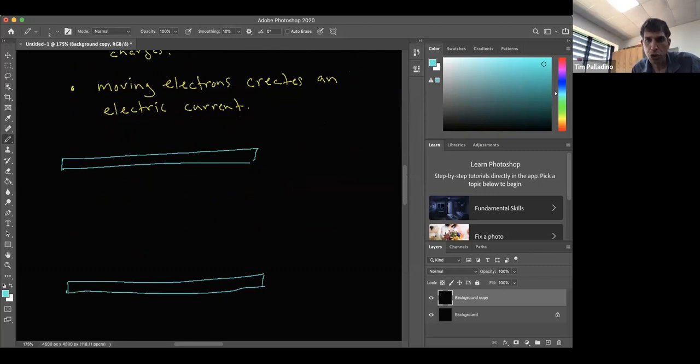So we have these two charged plates, and we'll talk about why one is positive and one is negative, but for the purposes of today, let's just call the top one positively charged. All right, we'll call this one positively charged. And then this one is negatively charged.